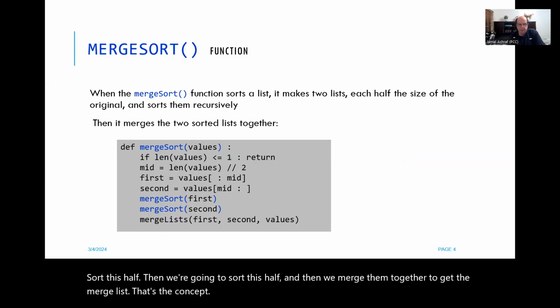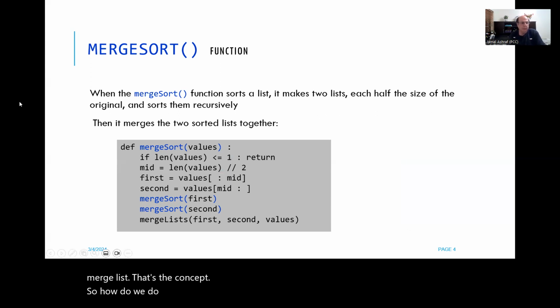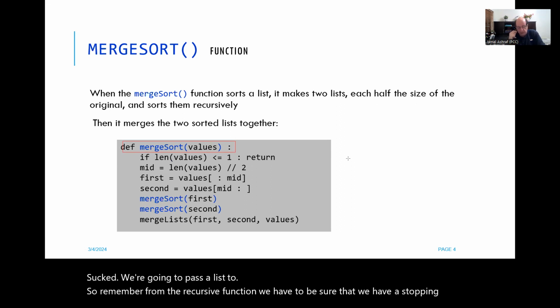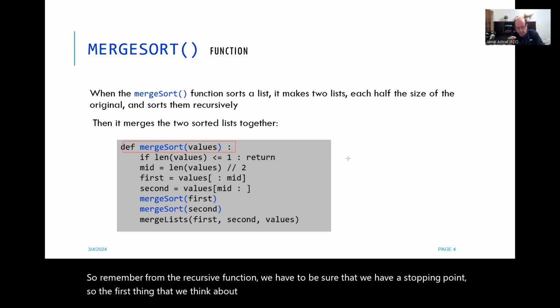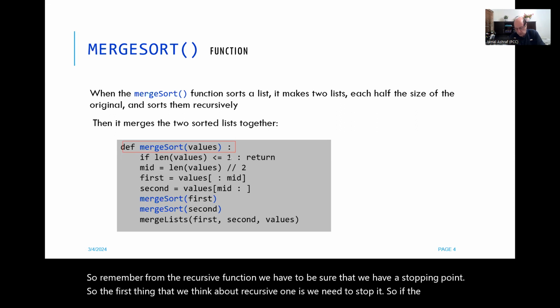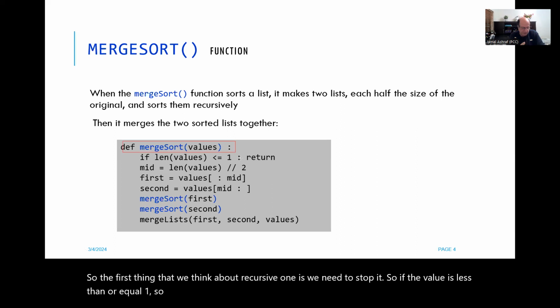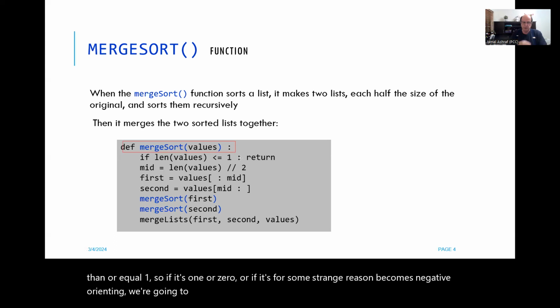So how do we do it? We're going to have a function called merge sort. We're going to pass a list to it. So remember, from the recursive function, we have to be sure that we have a stopping point. So the first thing that we think about with a recursive function is we need to stop it. So if the length is less than or equal to 1, so if it's 1 or 0, or if for some strange reason it becomes negative, we're just going to return. We're not going to do anything.